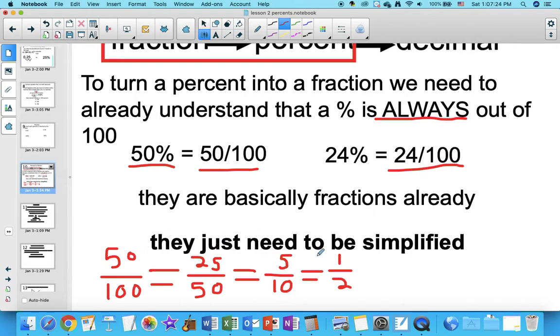And so you can just do these steps to get the simplest answer. You don't have to get it right away. You can just do it this way. So don't rush and take your time.